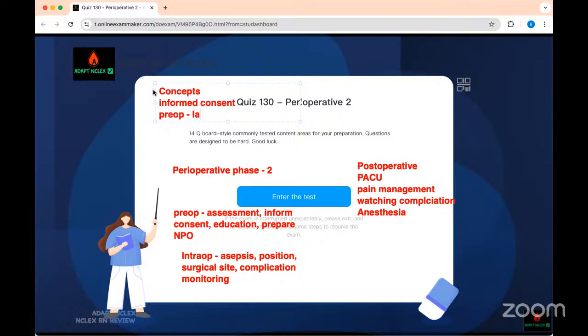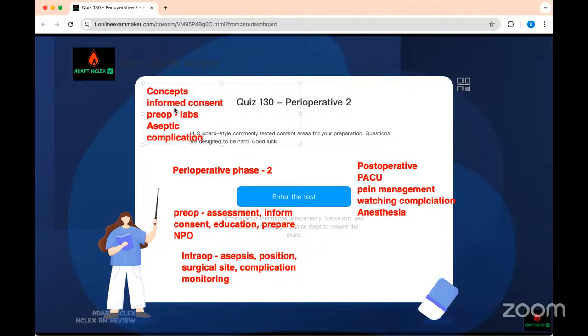This is where you check labs, make sure everything is okay. You educate the patient. Your surgical site is marked if it needs to be marked. Then aseptic technique to prevent infection, right? And then complication. That is all. And you see how this is all risk reduction.